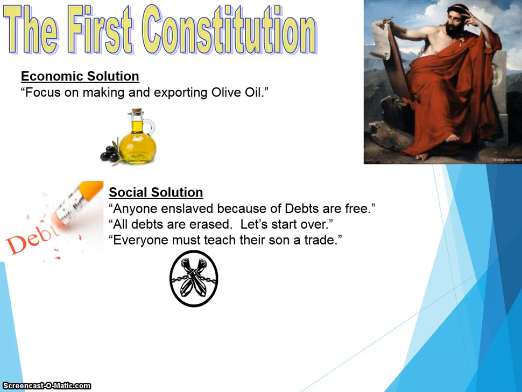His social solution: there were Athenians who were enslaved to other Athenians because they owed them money. He said anyone that was enslaved because of debts, because of owing money, they are now free. And he said, you know what? Let's erase all the debts. Everyone, we are starting over. Another cool thing he did was he said that everyone must teach their son a trade or a job so that as they grew up, they already had knowledge to take on a job in their society.